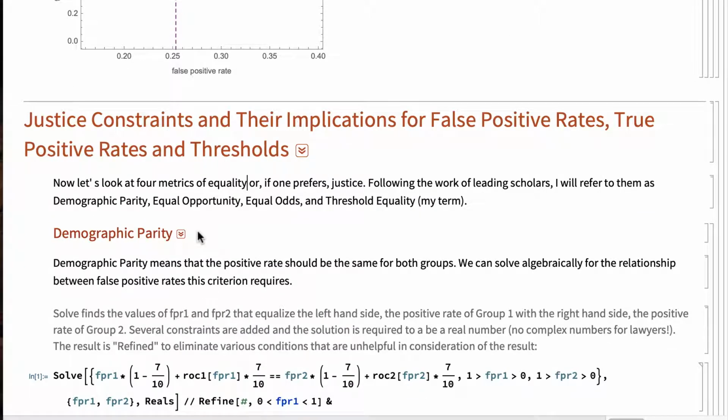Okay, now let's look at 4 metrics of equality, or if you prefer, justice. And I'm going to refer to these notions following the work of some leading scholars. I'll call them demographic parity, equal opportunity, equal odds, and the last one, I guess, is my own name, which is threshold equality.